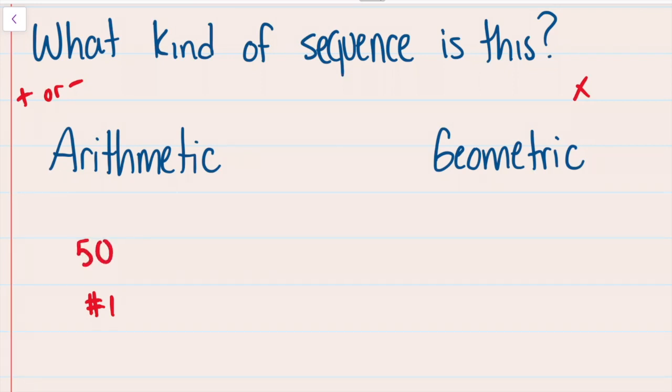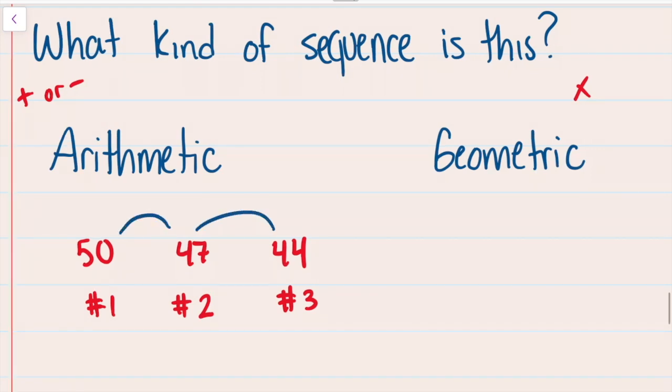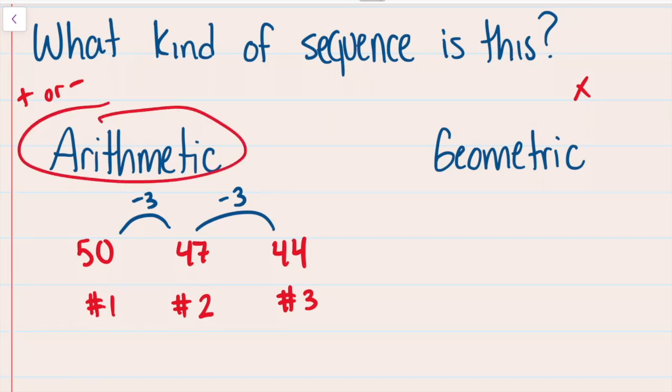So, what happens when our first guest arrives, our second term? Well, if we're giving 3 away, we know that's going to be 3 less, so that will be a 47. What about the third term? Again, we're giving 3 more away, that will make it a 44, and so forth. So what are we really doing, guys? Are we multiplying? Are we adding or subtracting? We're actually subtracting 3 every single time. So this will make it an arithmetic sequence, right?